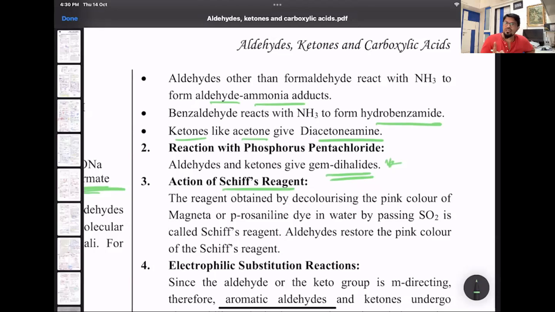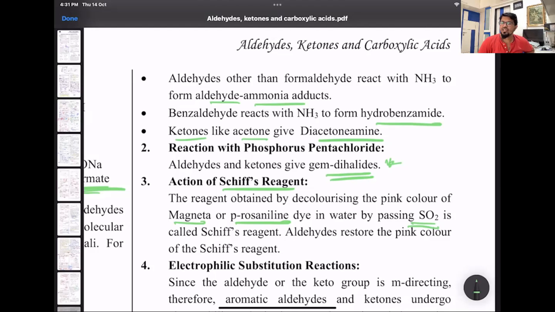Then Schiff's reagent. Remember, we have Schiff's base as well as Schiff's reagent. What was Schiff's base? Aldehydes or ketones reacting with primary amine give you Schiff's base. And Schiff's reagent is basically a distinguishing test between aldehyde and ketone. What is Schiff's reagent? It is basically a pink colored solution, a magenta dye called para-rosaniline hydrochloride. Now this pink dye is made colorless by bubbling sulfur dioxide gas into it. After bubbling sulfur dioxide, the colorless solution obtained is called Schiff's reagent.